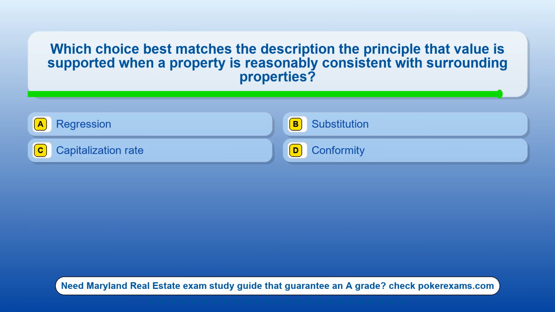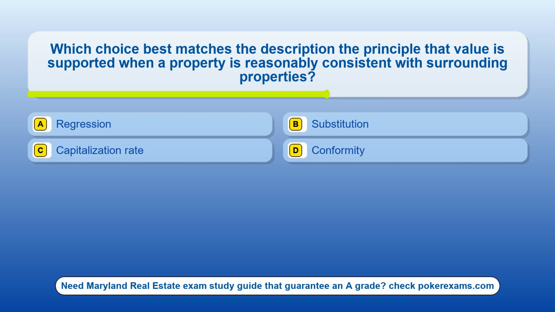Question 20. Which choice best matches the description? The principle that value is supported when a property is reasonably consistent with surrounding properties. Option A, regression. Option B, substitution. Option C, capitalization rate. Option D, conformity.